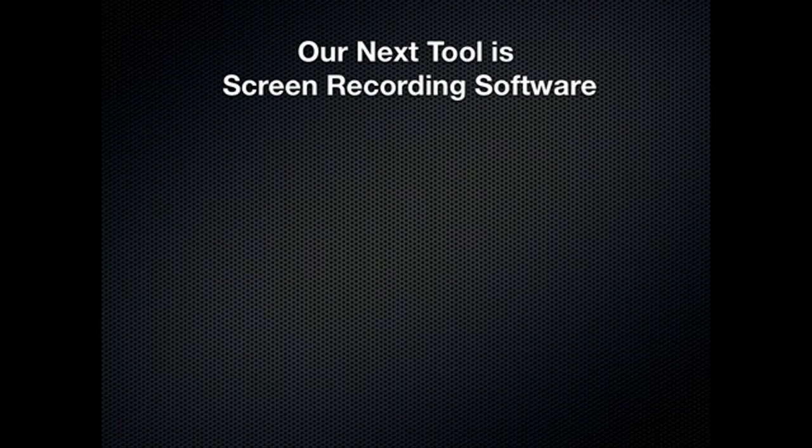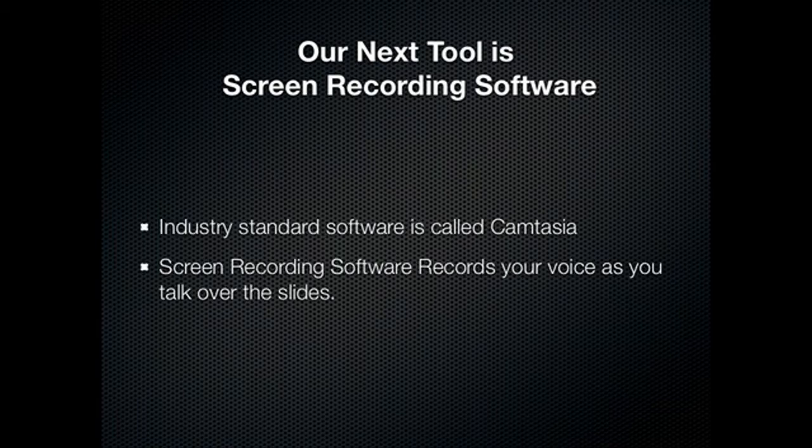The next tool we're going to need is some screen recording software. Now the industry standard software is called Camtasia. Screen recording software records your voice as you talk over the slides. So once you've made your presentation, I'm going to refer to it now as PowerPoint, whether you're using Impress or Keynote. Once you've made your PowerPoint presentation, all you need to do then is plug your microphone in, open Camtasia and start recording.